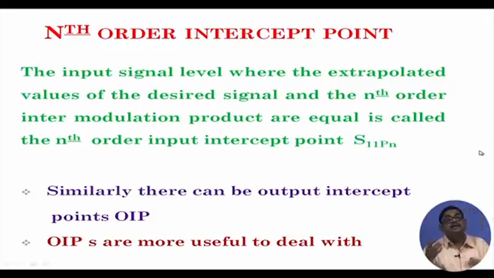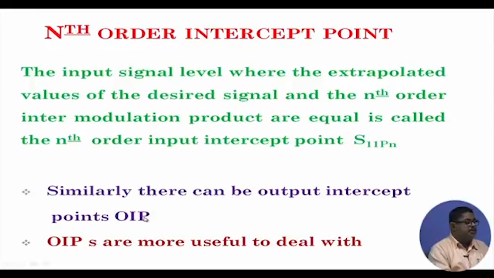That at this value of the input, my intermodulation product is catching up, that means becoming the same as the original signal or linear signal, where the extrapolated values of the desired signal and the nth order intermodulation product become equal. That means the linear signal is becoming equal to the intermodulation signal. So, there can be an input nth order intercept point, similarly there can be output intercept points.